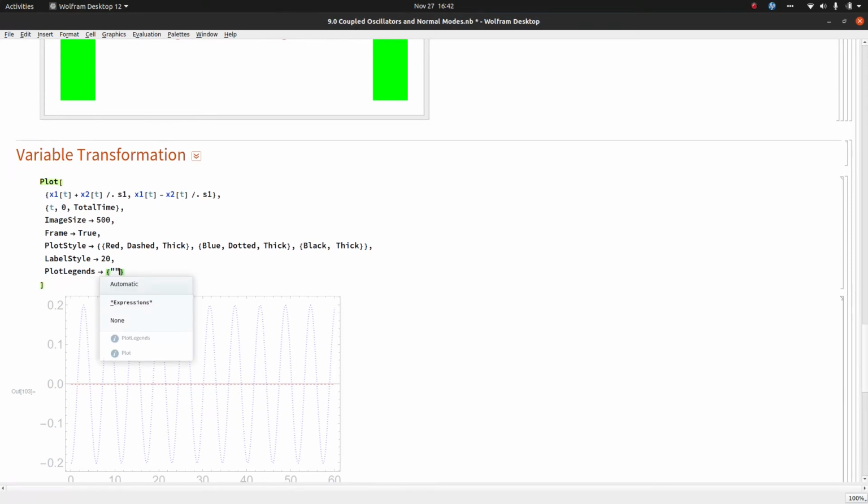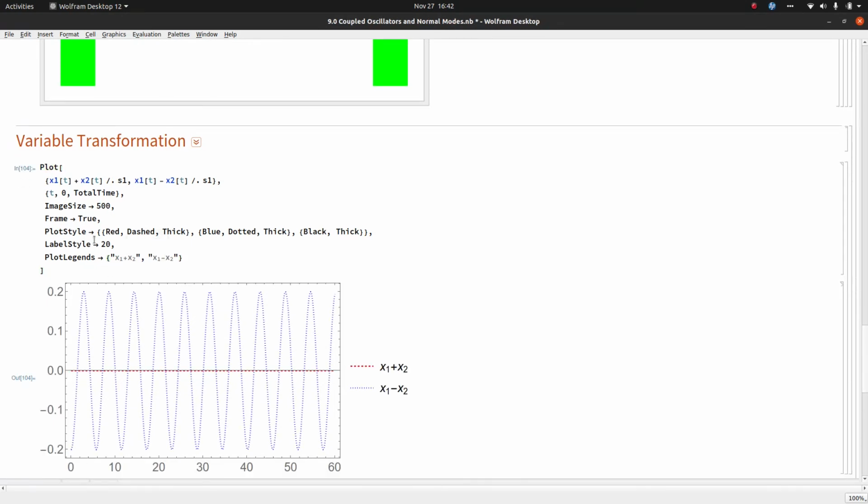So for the first option, we have the system oscillating in phase, so that's x1 plus x2. And the second option we put in was the same thing, but x1 minus x2.